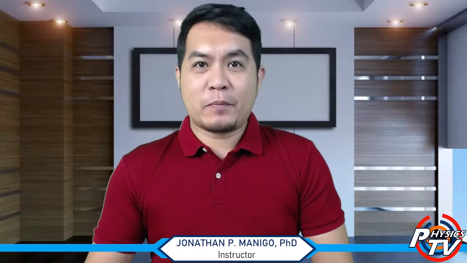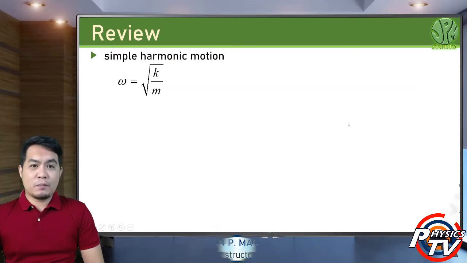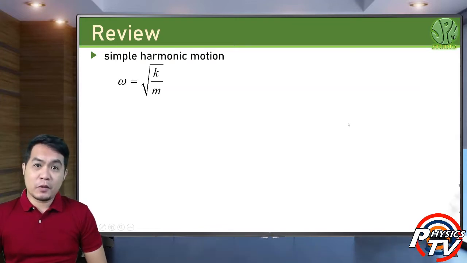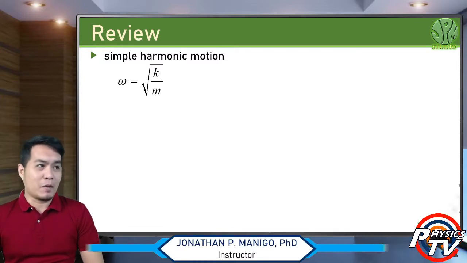We are still on Chapter 8, which is all about waves and oscillations. Before we proceed, let us first review some of the concepts that we have discussed in the previous lessons. We have discussed simple harmonic motion, where we define the angular frequency to be equal to the square root of the force constant over the mass, the oscillating mass.